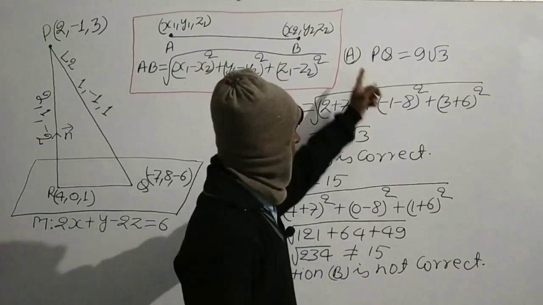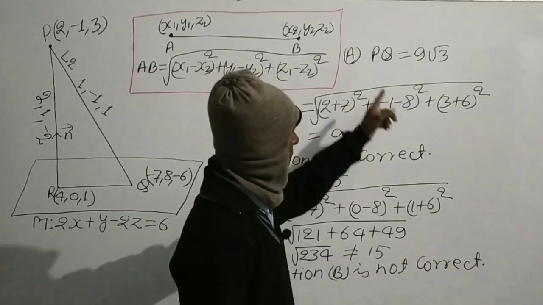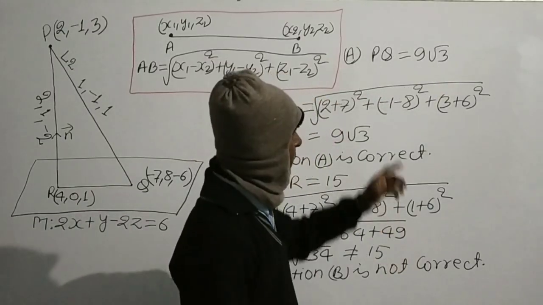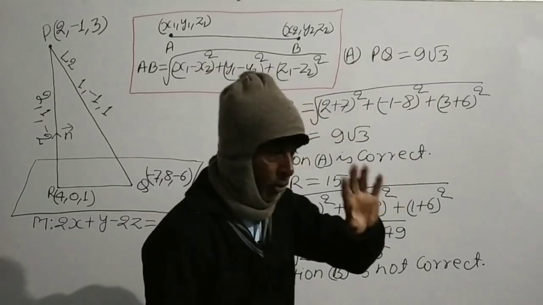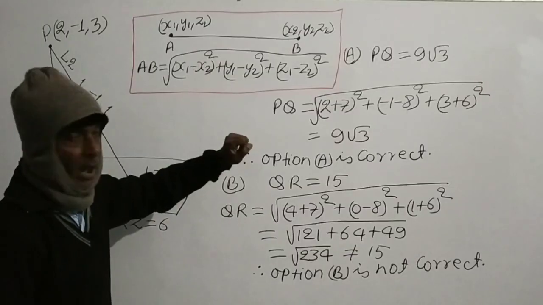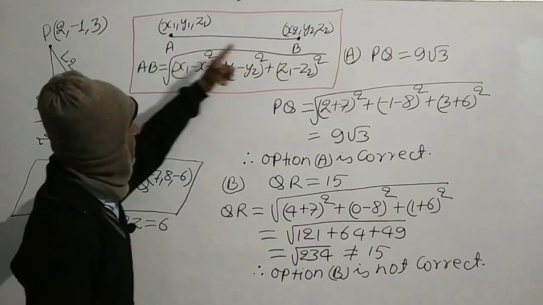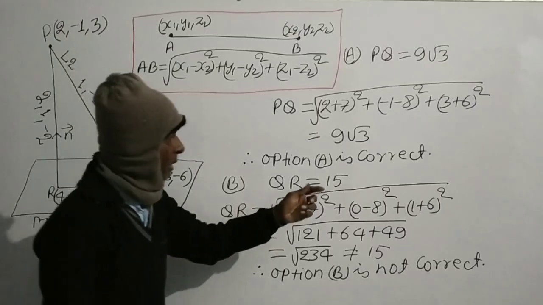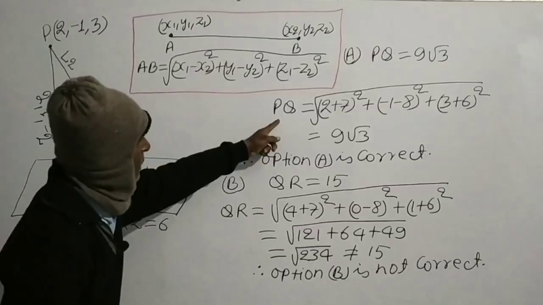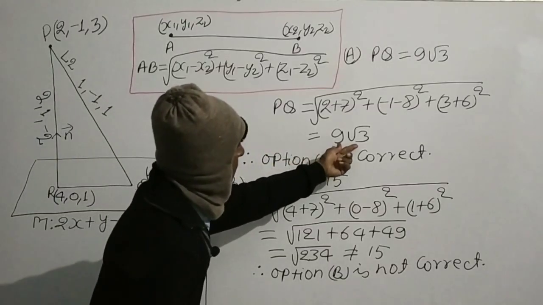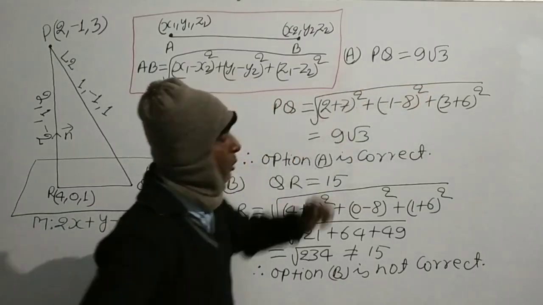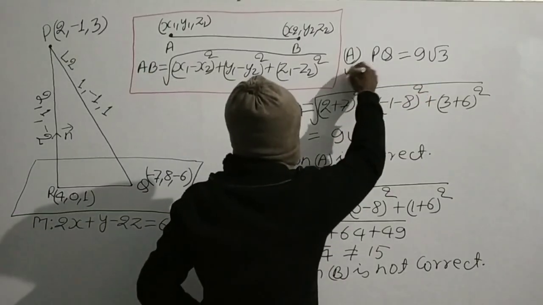In option A, it is said that PQ is 9 root 3. We have to check whether this statement is correct or not. By using this distance formula to find distance between 2 points, distance PQ will be 9 root 3, which is equal to this. Therefore, this option is correct.